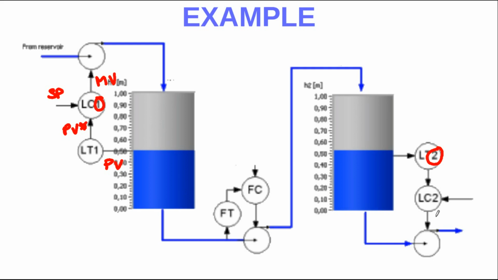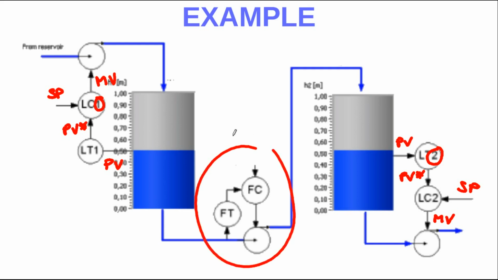As you can see here on the right side of the slide, we have another control loop with a set point, the process variable that is measured, the real process variable, and the controller action or manipulated variable to this pump that is emptying the tank, not filling the tank.